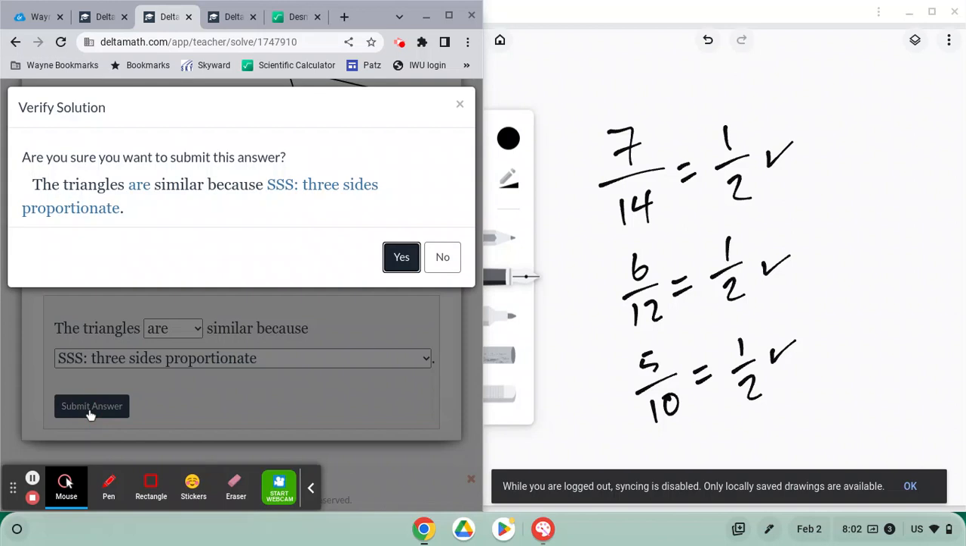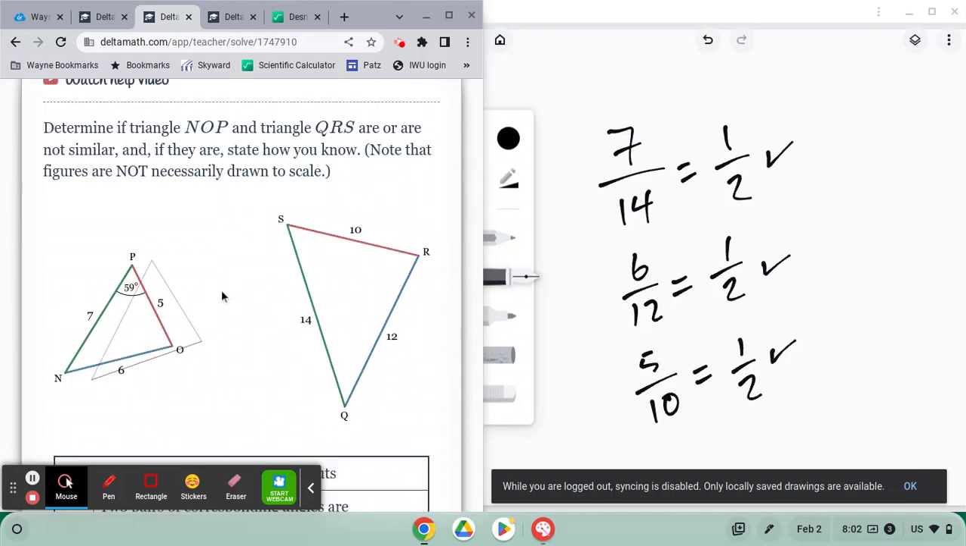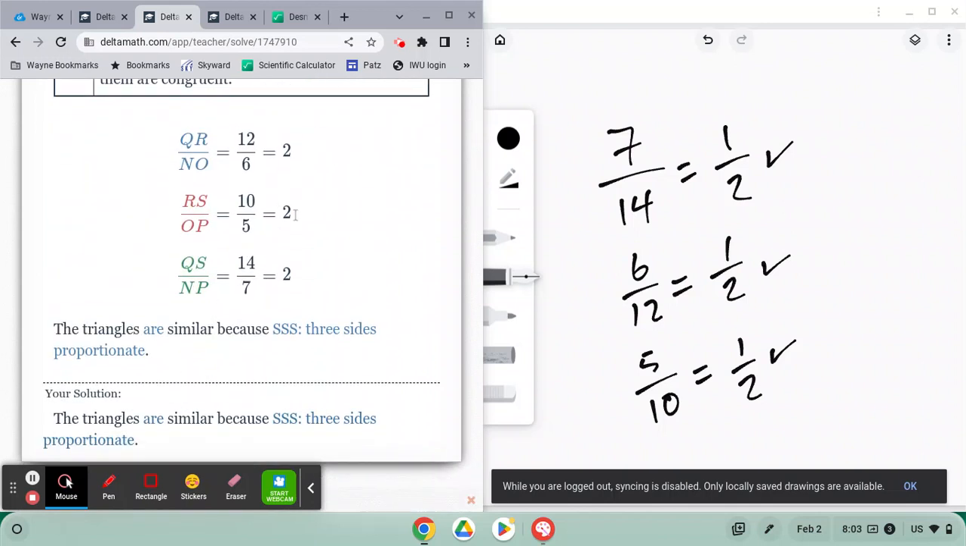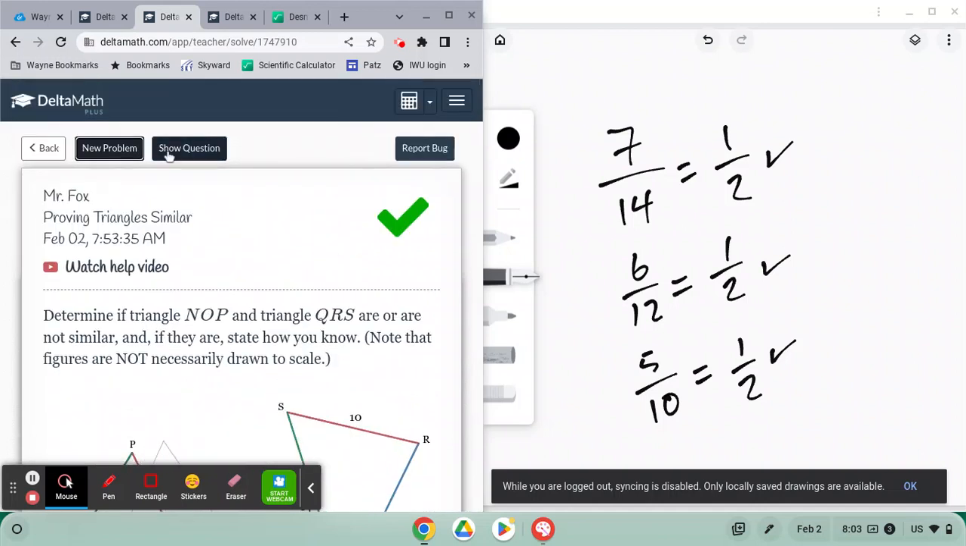Okay, so I put that, I submit my answer, and as you can see, I got it right. And here, once again, it shows those 3 different ways we can show it's similar. They did it, you see, they have 12 over 6, so they did the same thing. They just found it was 2 over 1. They did the exact same thing, though, just the other way.